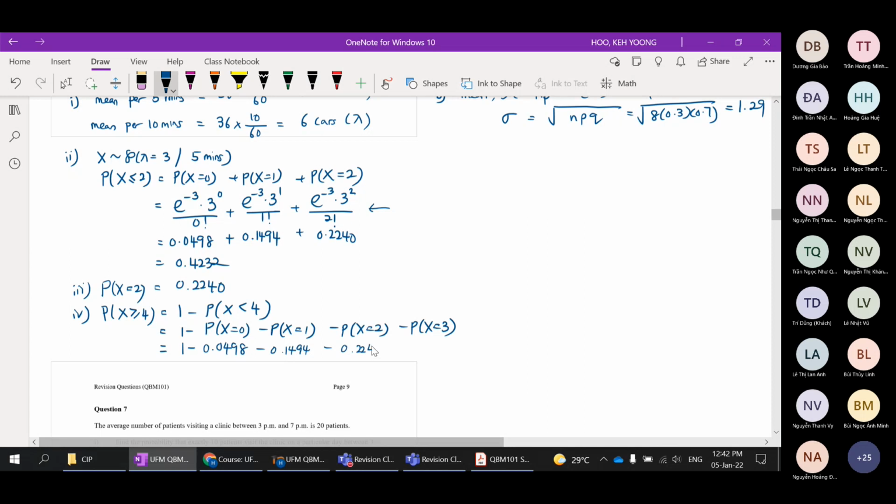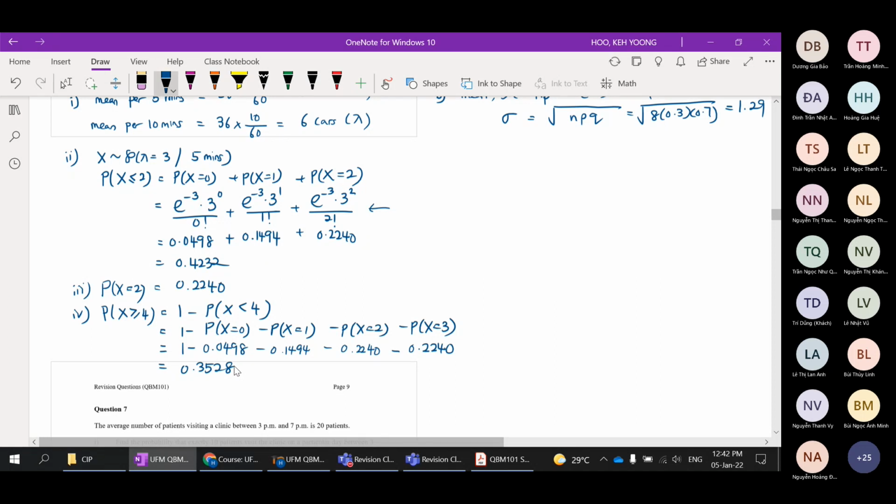Okay, if you want to straight away minus the answer in part 2 also can. But you have to add another one, minus 0.2240. So the answers would be 0.3528. Okay, make sure you guys know both methods. Don't depend too much on the statistical table.